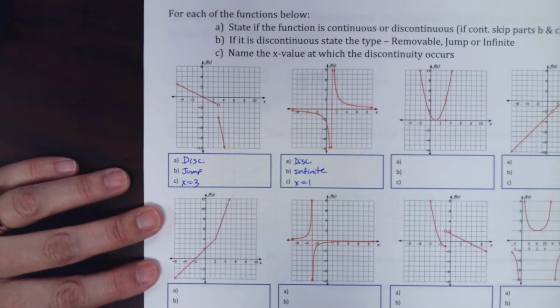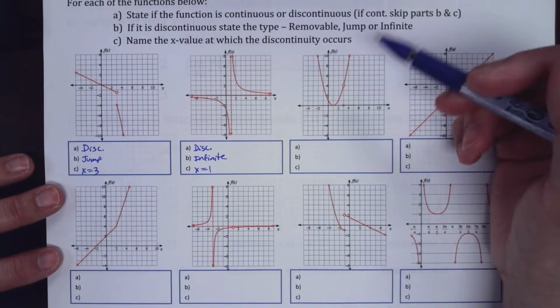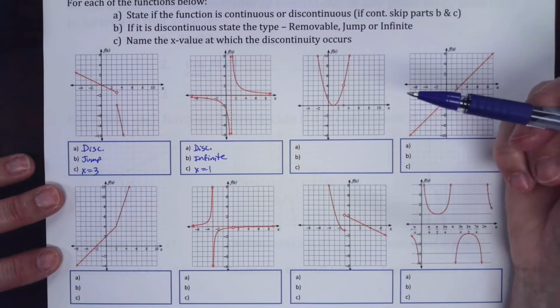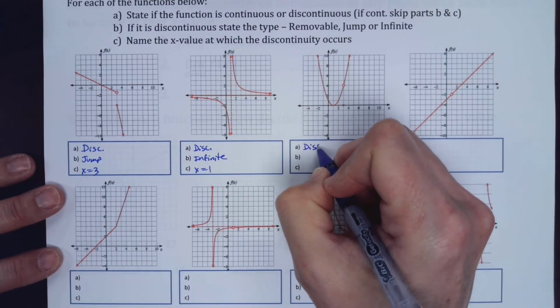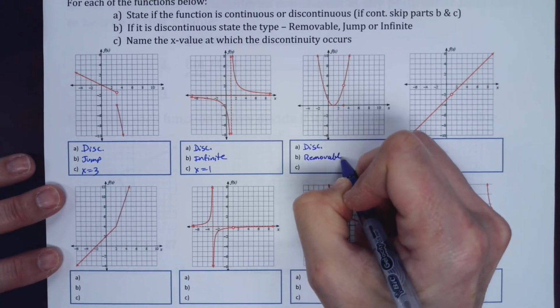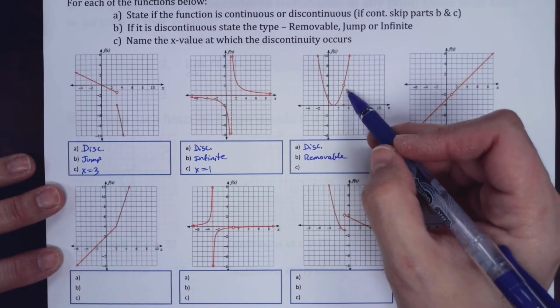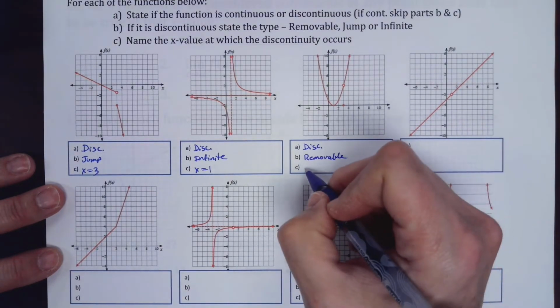Oops, focus here. All right, so on the next one, that is a hole. So that is called a removable discontinuity. This is discontinuous. It is removable. It was not removed because the red spot's down here, not up there, but it happens at x equals 3.